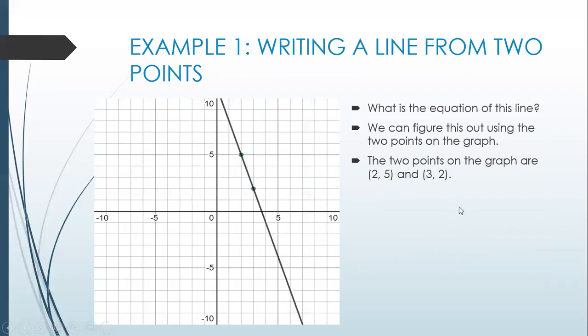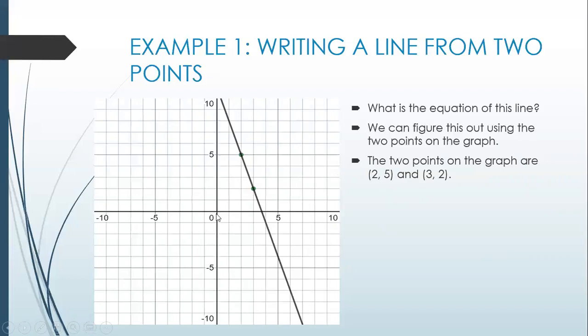So let's take an example. I want to write the equation of a line from 2 points. So the big $1 million question is, what is the equation of this line? Well, we can figure this out using 2 points. First thing we do is we identify what the 2 points are. So let's say this will be our first point: 2 over, 1, 2, 3, 4, 5 up. So 2 over and 5 up is 2, 5.